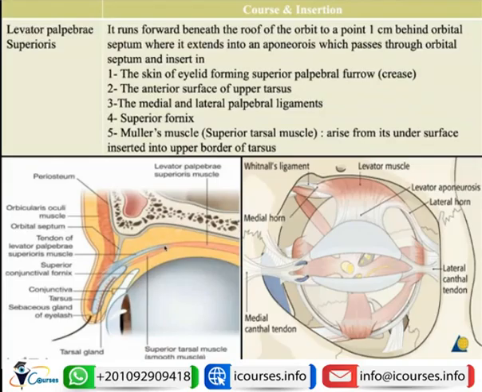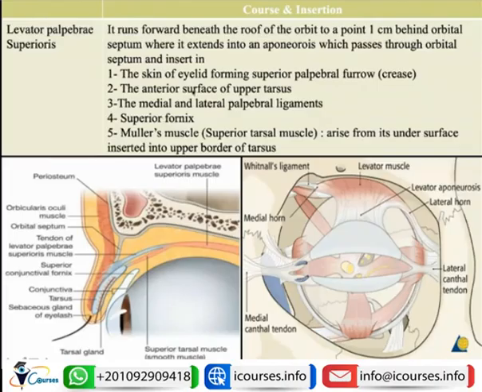So what will happen when the levator palpebrae is transformed into aponeurosis? It will pass through the orbital septum, so it will be one of the structures that pierce the orbital septum. Then it will have 5 specific insertions that you need to memorize by heart, because they are very important and very frequently asked in the exam. So what are these 5 insertions?